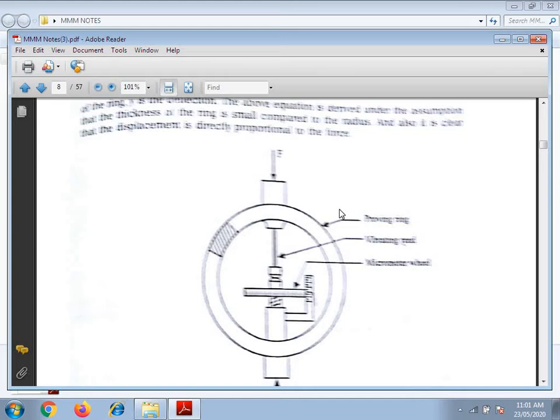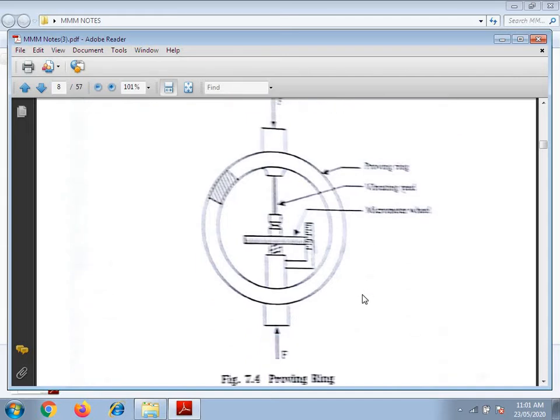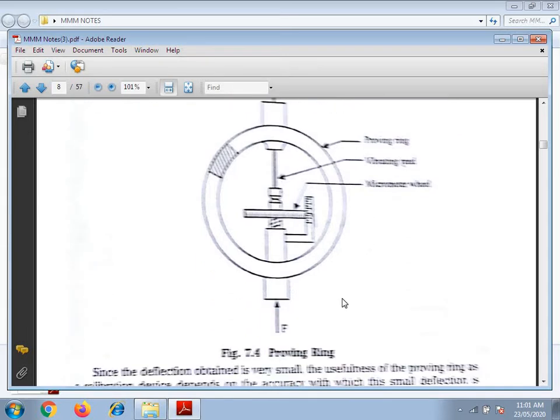Then the equation is derived under the assumption that the thickness of the ring is small compared to the radius. The thickness is small, so that is neglected. And also it is clear that displacement is directly proportional to the force. Since the deflection obtained is very small, the usefulness of the proving ring as a calibrated device depends on the accuracy with which this small deflection is measured.